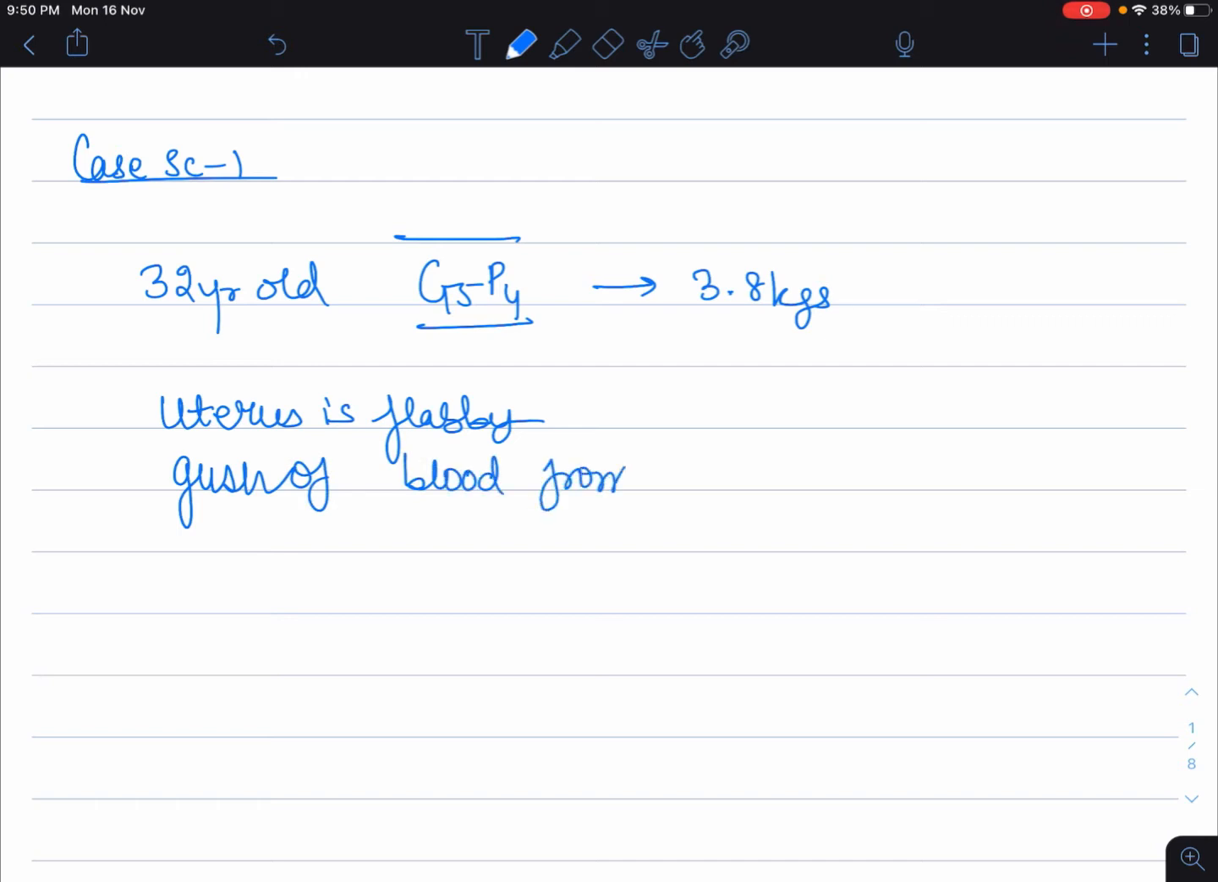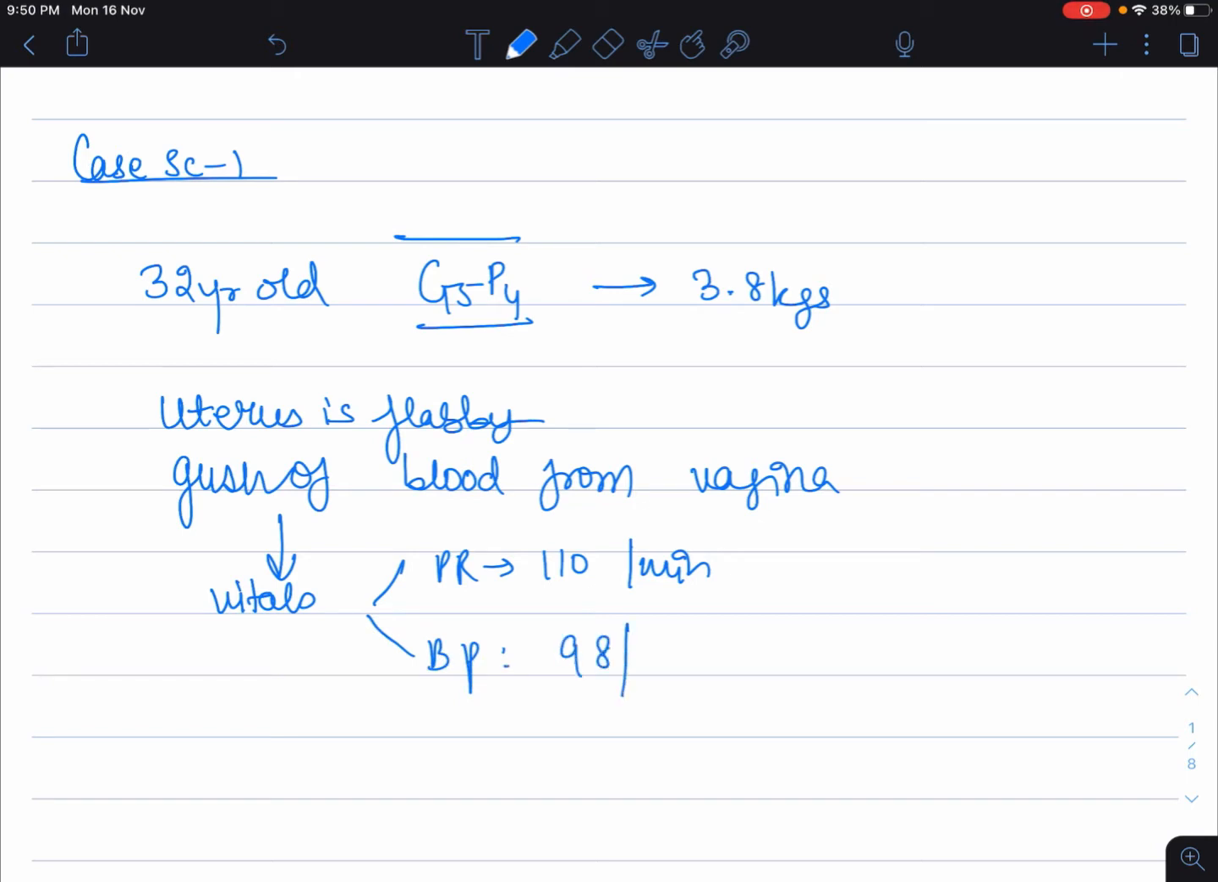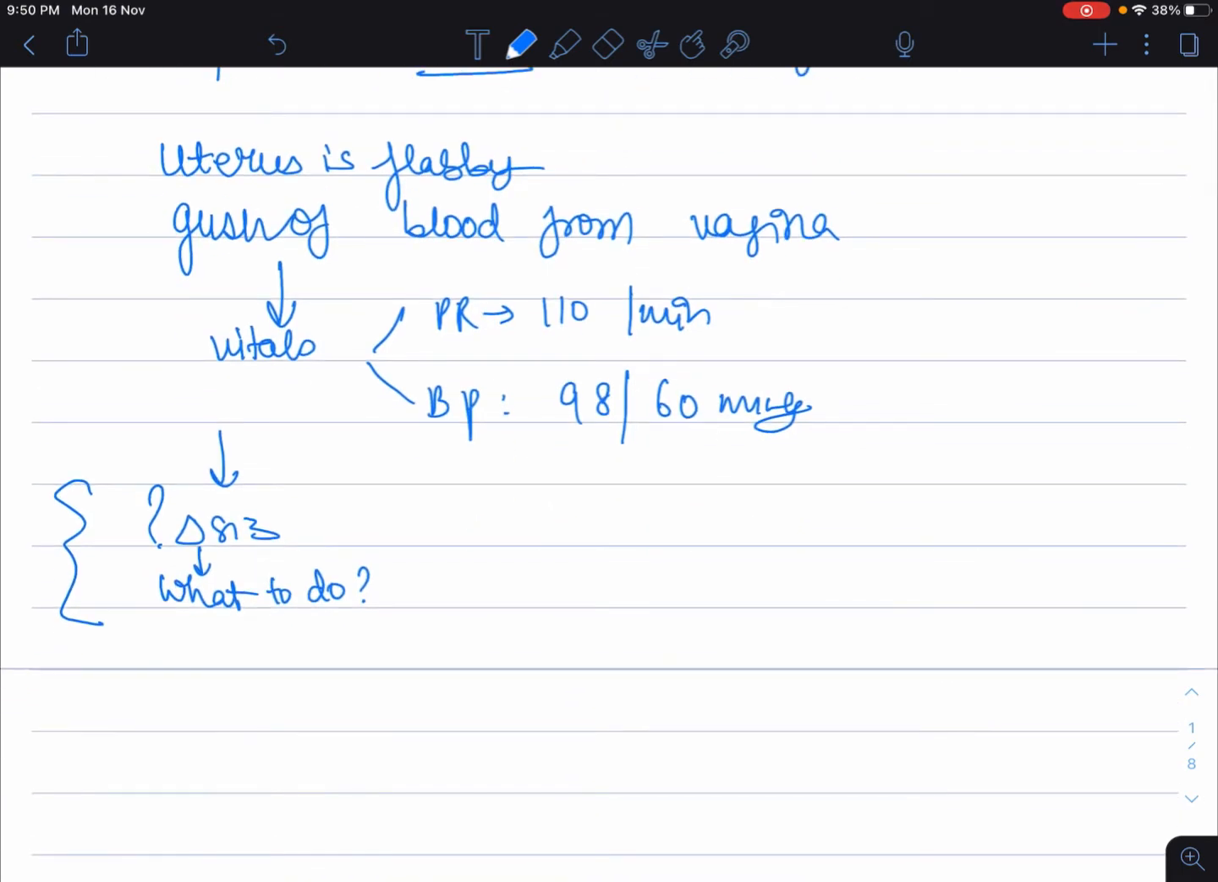from vagina, right? So straight away, what we'll do is we also check her vitals. Her vitals show that her pulse rate is up, shooting 110 per minute, and her BP is down, around 98 by 60 mmHg, right? So what is your diagnosis and what to do? These are the things that we'll be encountering and studying in this topic. The diagnosis is definitely PPH, right?